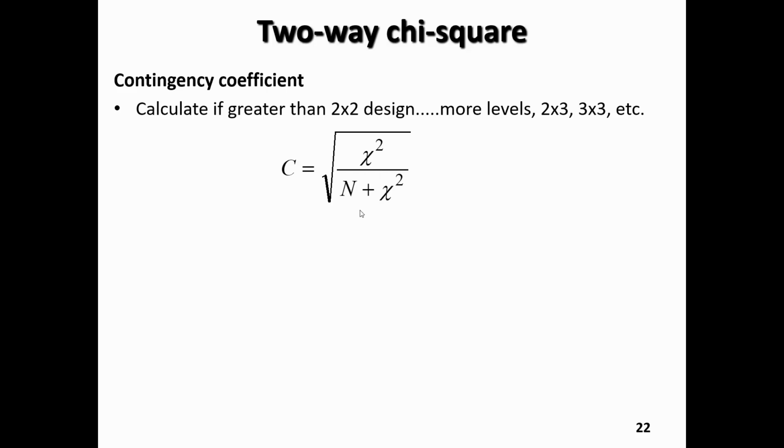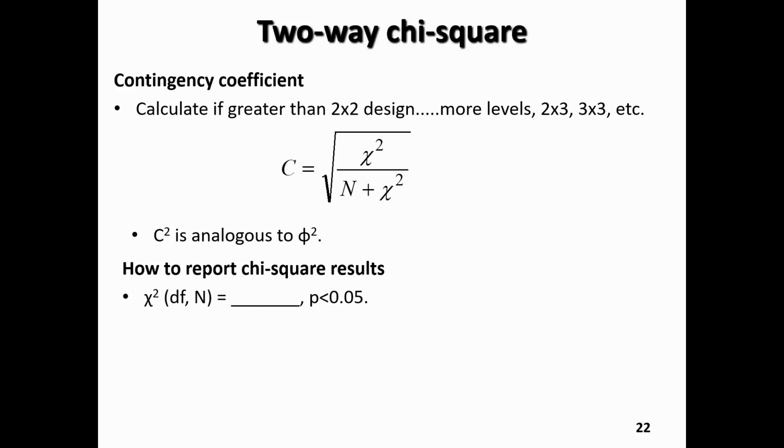So there's a correction made for the increased number of levels in this case. And then once that quantity is computed, you take the square root of that. And that's interpreted in the same way that you would interpret the phi coefficient squared value as we had here on slide number 21.